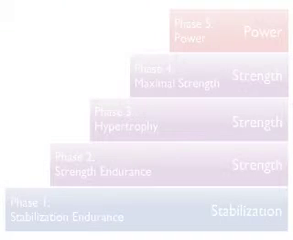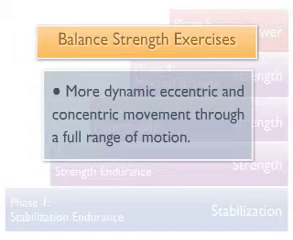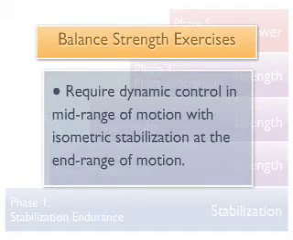Once an individual can stabilize themselves appropriately on one leg, they can progress to the balance strength exercises. In balance strength training, exercises involve more dynamic eccentric and concentric movement of the balance leg through a full range of motion. The movements require dynamic control in mid-range of motion with isometric stabilization at the end range of motion. The specificity, speed, and neural demand are progressed in this level.